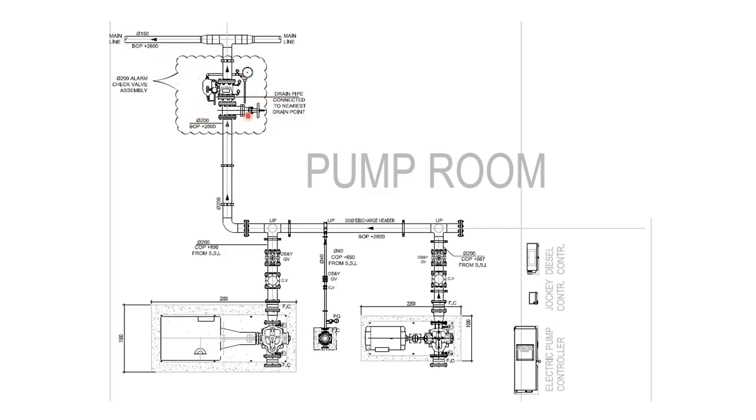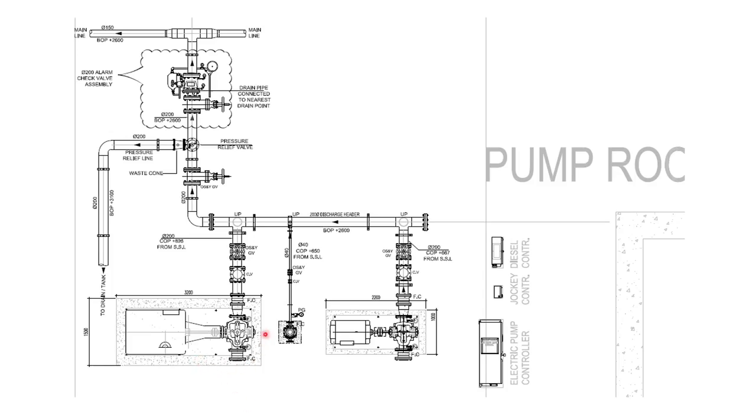Sixth step, this is also a crucial step. If you have diesel fire pumps installed in your project, you need to have the pressure relief line which has to be taken before this check valve, and this line needs to be connected to the water tank or it needs to be drained. However, here in this particular drawing, we have taken the overpressure relief line from the discharge line before the alarm check valve assembly.